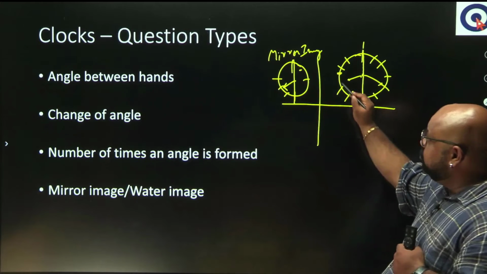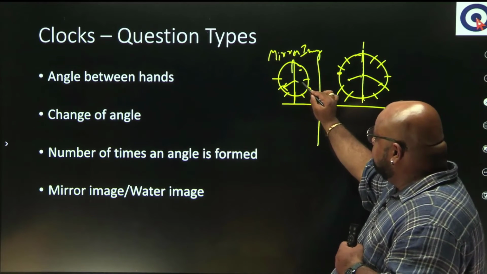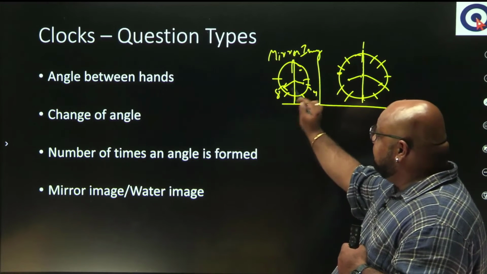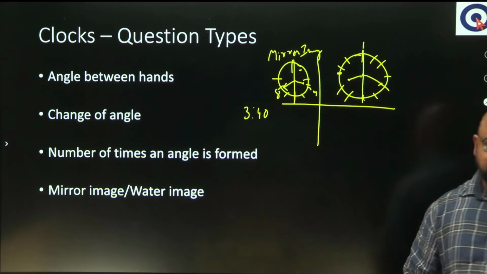The hour hand is 2.5 positions above. So here it will be 2.5 on the left. This is 4, this is 8. So the mirror image time will be showing as 3:40. Right?